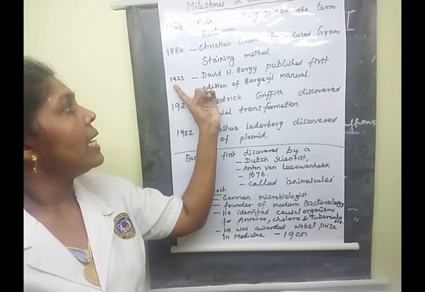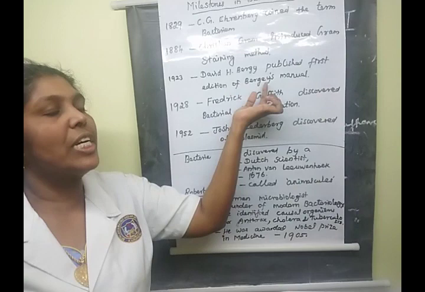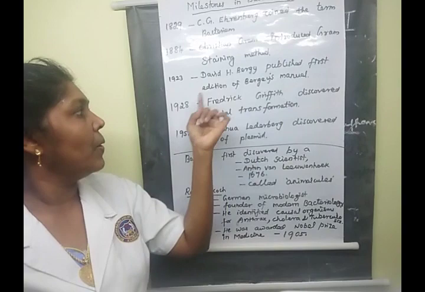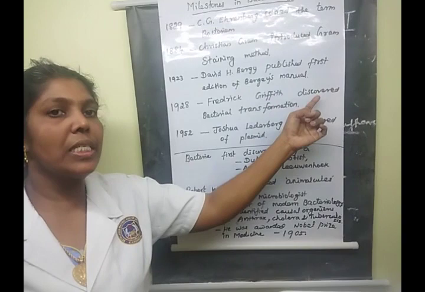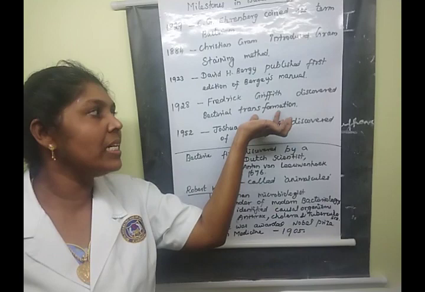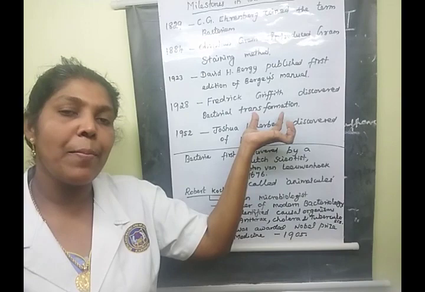Next one, 1923, David Hendricks Bergey, who published the first edition of Bergey's Manual. Okay? Bergey's Manual. 1928, Frederick Griffith discovered bacterial transformation. Bacterial transformation comes under one of the types of sexual reproduction in bacteria. Okay?